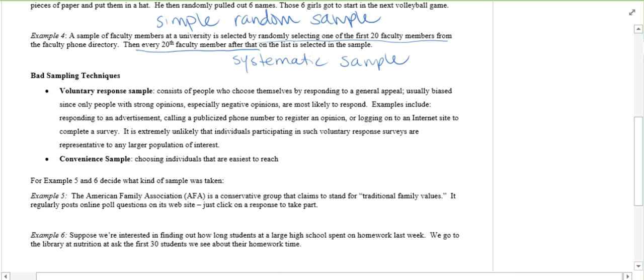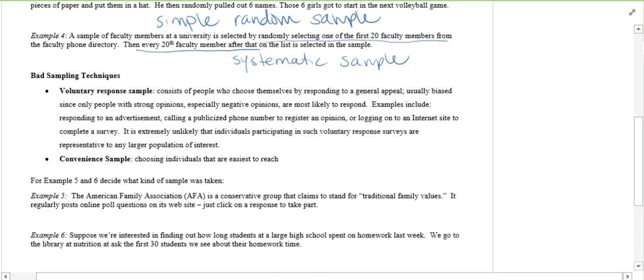Okay, it's going to be the extremes. Usually either people who are really satisfied with whatever the survey is talking about or really not satisfied, and they want to voice their opinion. All right, a convenient sample: choosing individuals that are just easiest to reach. They're just close by, and so that's what we're going to choose. It's an example of a convenient sample.